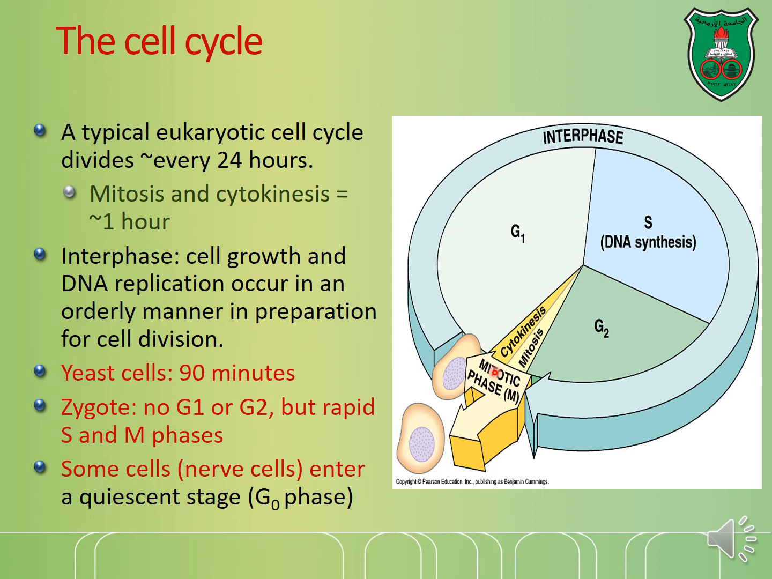Now, some cells, once they are differentiated, do not divide. Once they are formed, that's it, they do not divide, and these include nerve cells. These nerve cells stay in a phase known as the G0 phase, whereby they are quiescent. They are just quiet. They only do metabolism. They do not grow.